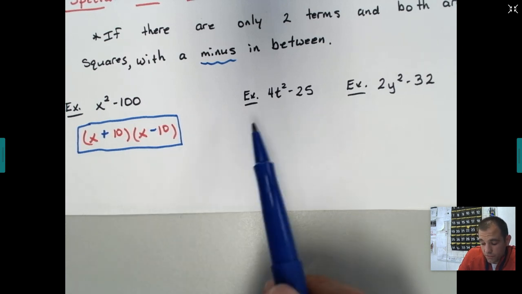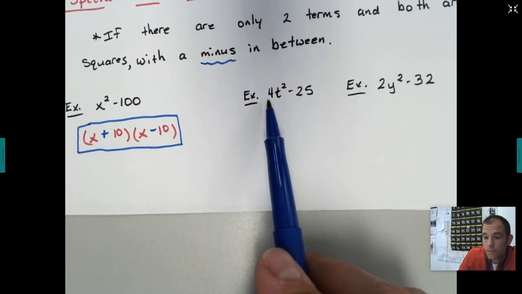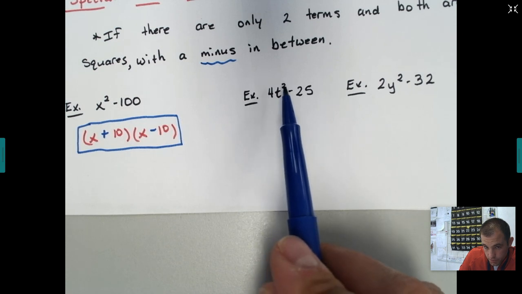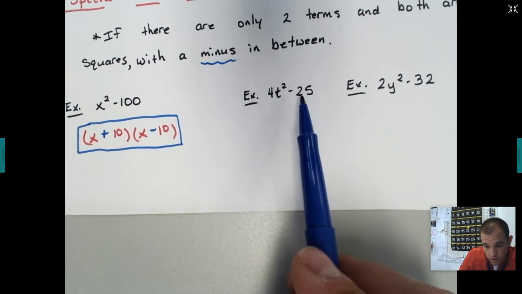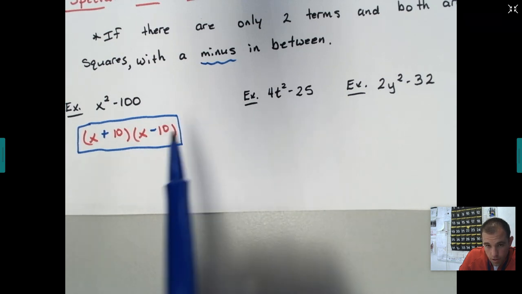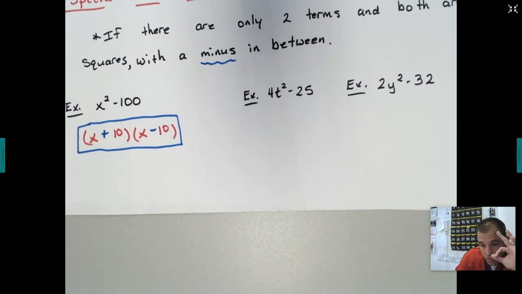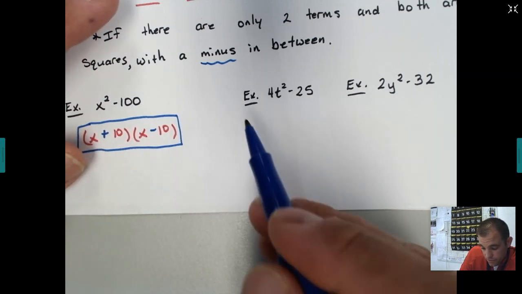So you have to think to yourself, is 4 a perfect square? Yes, it is. That's 2 times 2. T squared is obviously squared, and 25 is a perfect square. And there's a minus in the middle. So all 3 things are true, right? They're both squares, it has a minus in the middle, and there's 2 terms. Okay, so that means this is a difference of squares.